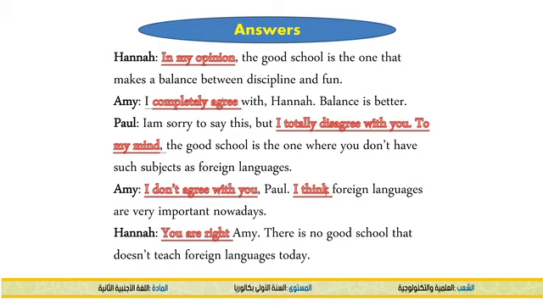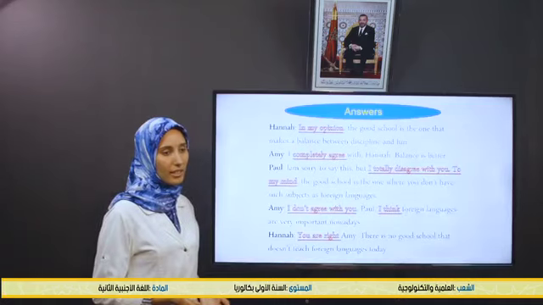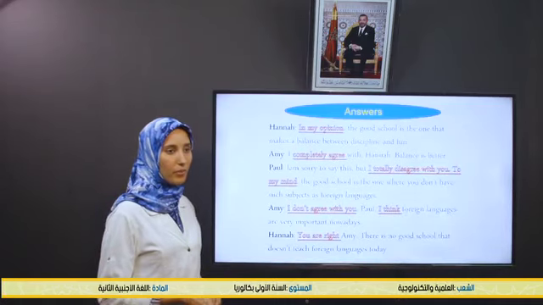To my mind, we have here 2 expressions. The first represents agreement, and the second, okay, represents expressing opinion. And we have I don't agree with you, and I think. We have here also 2 expressions. The first one shows the disagreement, and the second is expressing opinion. And we have the last one for Hannah. You are right, this shows us agreement.